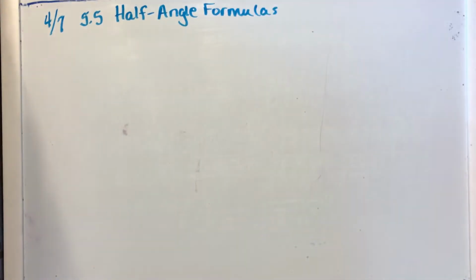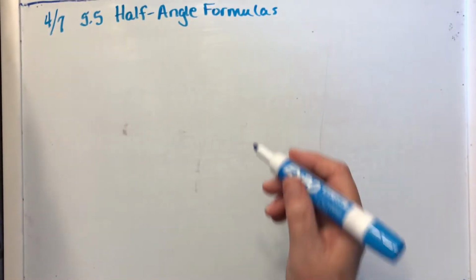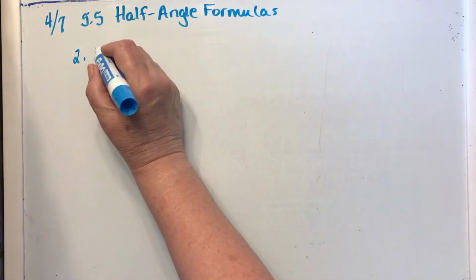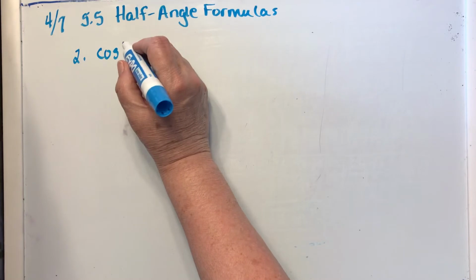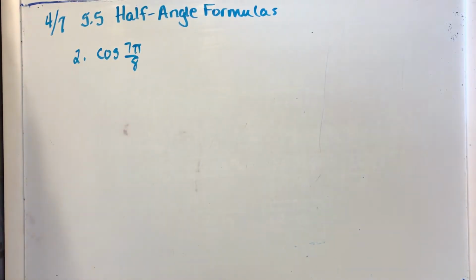All right. Example 2. We're going to find the exact value of something a little more complicated. Let's find the exact value of the cosine of 7 pi over 8. Cosine of 7 pi over 8.